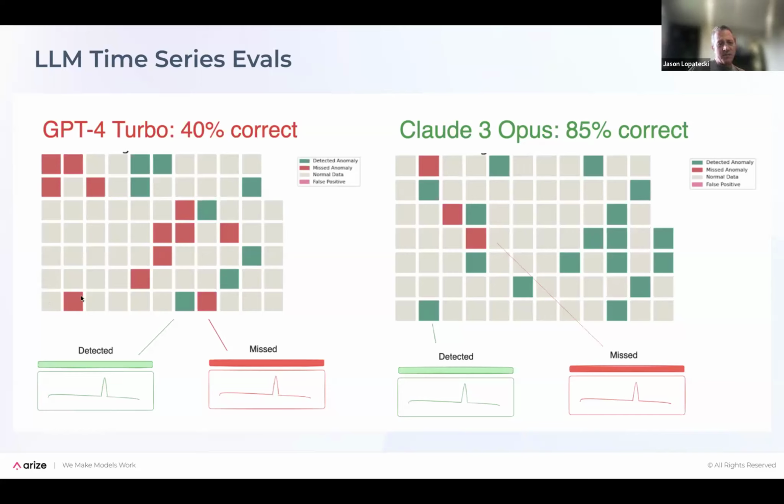The red boxes are basically spots where there was an anomaly, a spike added to the data that GPT-4 missed. So this is an example of GPT-4. This is an example of Claude. These are examples where there's a spike in the data where it was missed, a spike in the data where it was detected, and it gives you an idea of what this looks like. So noise, spike here detected correctly, spike here missed by Claude.